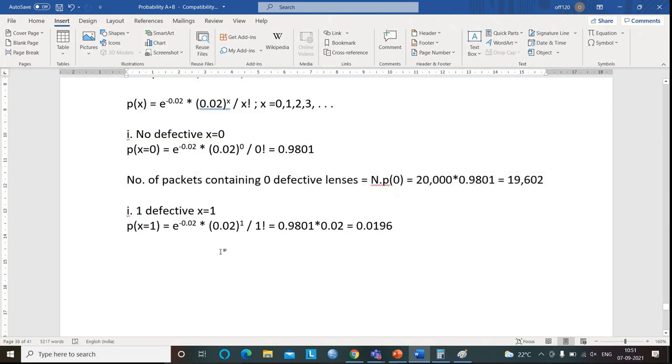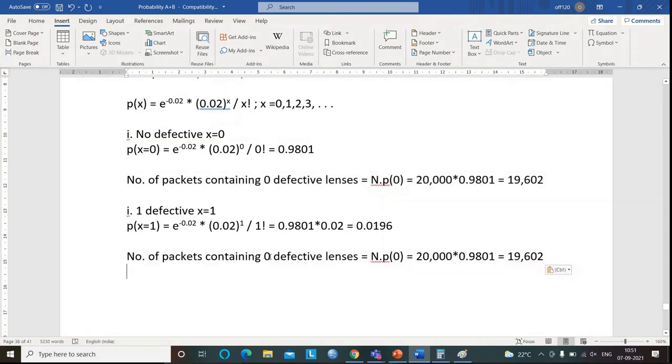Now I have to find out the number of packets containing one defective lens. One defective lens is nothing but capital N into P of 1. That means 20,000, the total number of packets, into 0.0196. By multiplying this value, we get 392.04 packets.